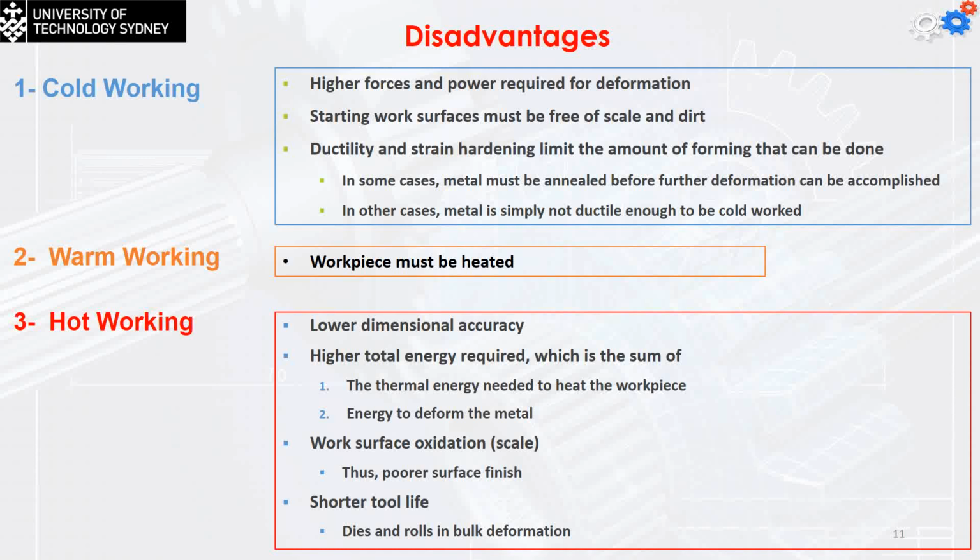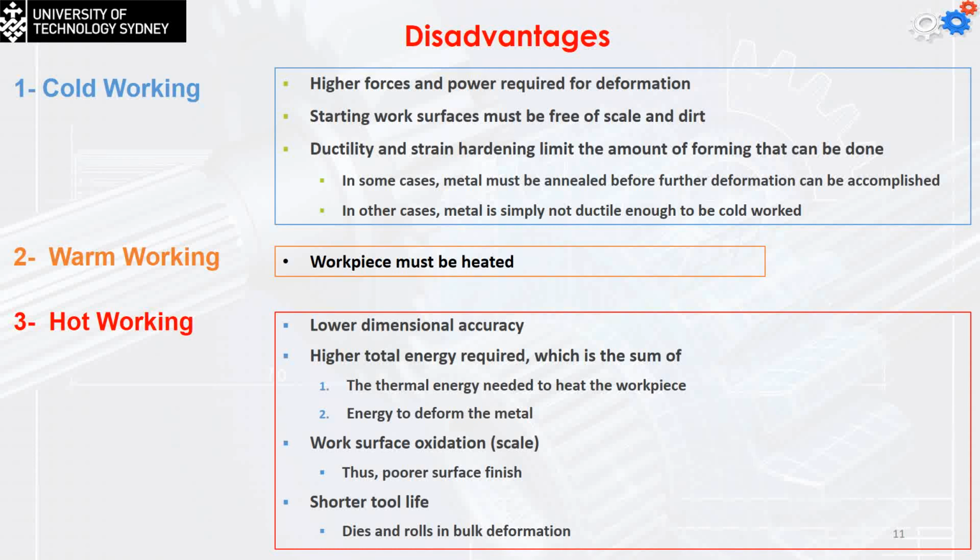In warm working, we need to heat the part, and this will be time consuming and energy consuming. In hot working, there is lower dimensional accuracy because your part will expand and then it's going to retract once again. Higher total energy is required than both warm working and cold working.